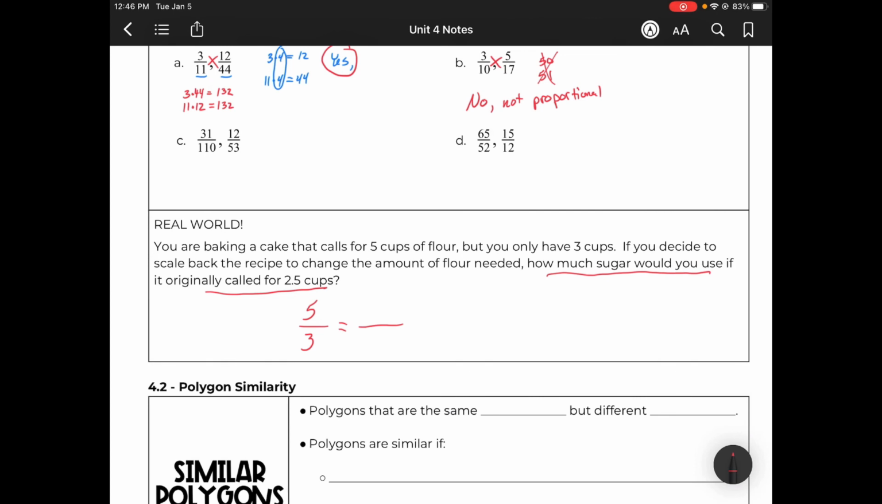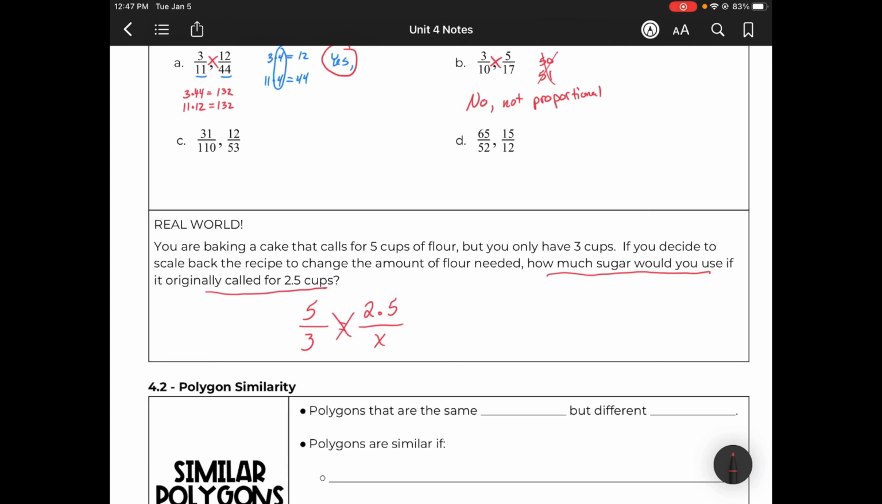The recipe calls for an original amount of 2.5 cups of sugar. Well, the original amount of flour was 5 cups, which is on top of its fraction. So the 2.5 cups matches and goes on top of its fraction. That is compared to the amount of sugar I'm going to use, x, which is in the same position in its fraction as the 3 cups of flour I'm going to use on the bottom of its fraction.